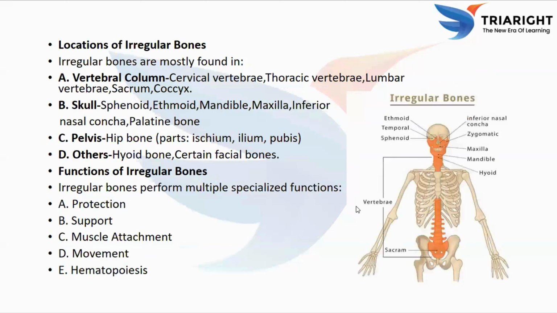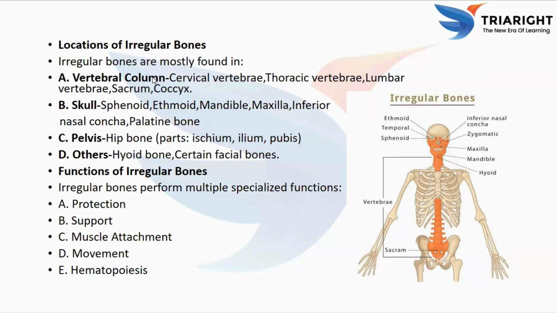foramina. So what are the locations of the irregular bones? Where are they located in the human body? Irregular bones are located in parts of the body that need protection, support and also special shapes for movement and muscle attachment. They are located at the vertebral column, the backbone of the human body. This includes the cervical vertebrae, thoracic vertebrae, lumbar vertebrae, sacrum and coccyx. Cervical is present at the neck, thoracic vertebrae in the upper back, lumbar vertebrae in the lower back, and sacrum and coccyx is the tailbone.